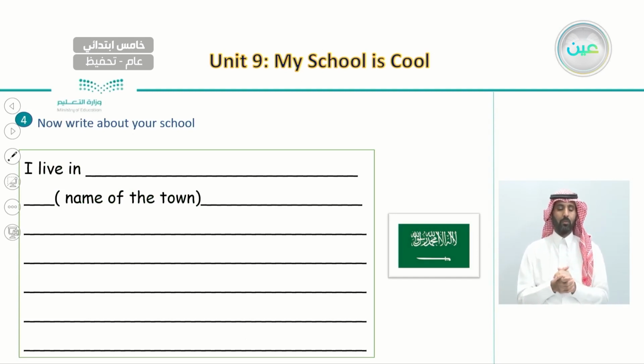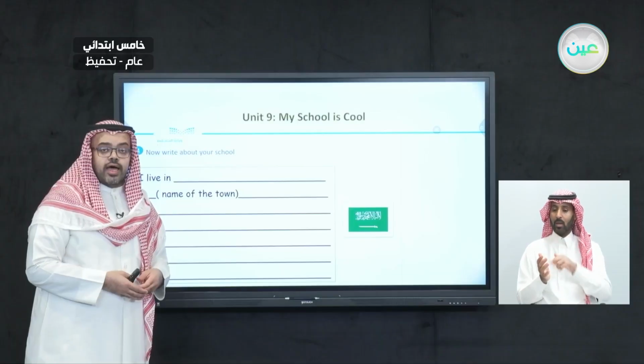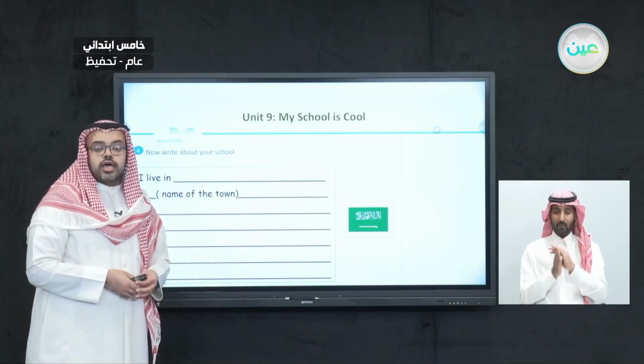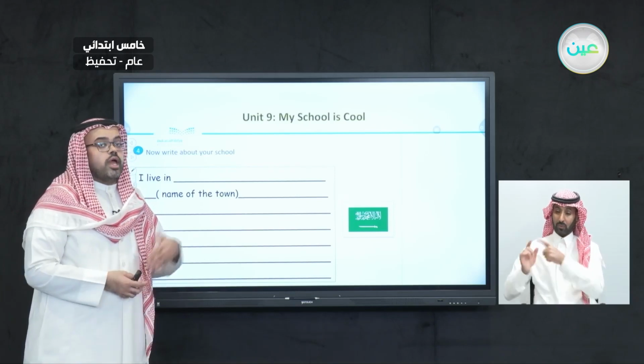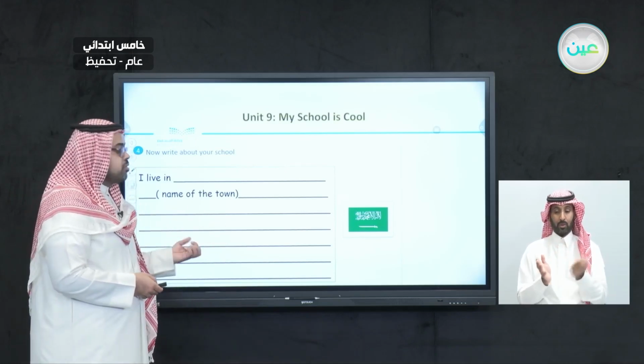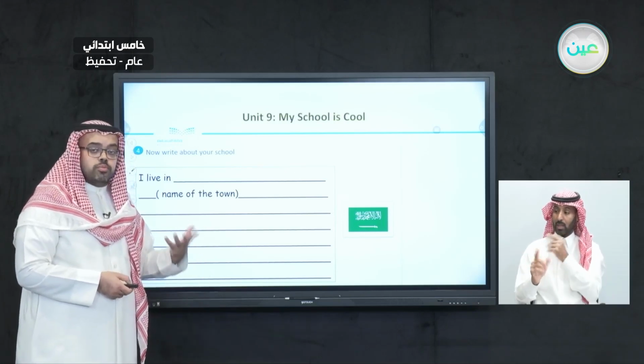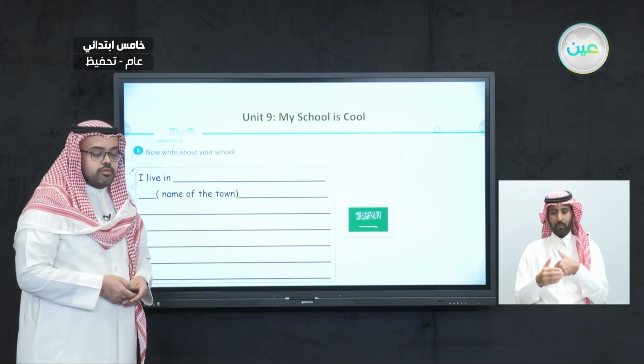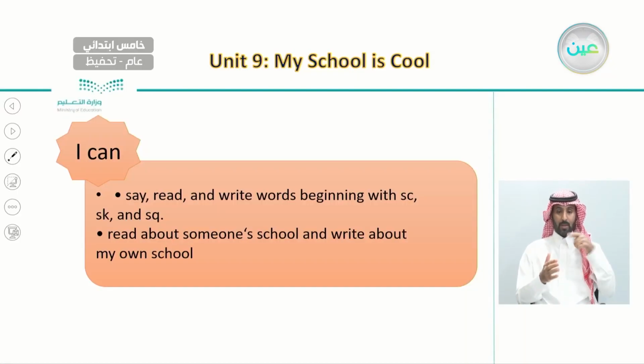For example, we would like you to write about your school. First, say where you live. Say, for example, I live in Riyadh or I live in Jeddah. And our school has maybe 20 classrooms, an art room, and also a science lab. So you can think of all the things or rooms that your school has, and write them here, and you can share it with your teacher so he can know the progress you make after reading this text. At the end, it's very important that you say, read, and write words beginning with SC, SK, and SQ, and also read about someone's school and write about your own school. This will help you to have extra love for your school.